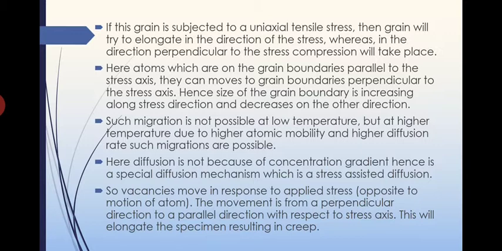See, for all this migration to take place, high temperature is a must. Such migration is not possible at low temperature, but at higher temperature, due to higher atomic mobility and higher diffusion rate, such migrations are possible. Only because of that high temperature, some energy is imparted to the atom. Because of that energy, this atomic movement is possible.